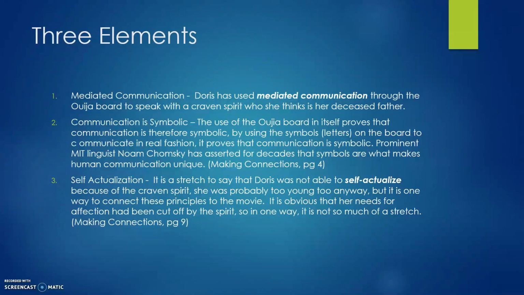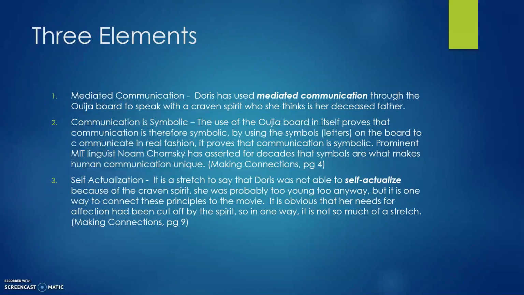Three elements of communication that I detected throughout the movie in the beginning are mediated communication. Doris has used mediated communication through the Ouija board to speak with a craven spirit who she thinks is her deceased father. Communication is symbolic. The use of the Ouija board in itself proves that communication is symbolic. By using the symbols, letters on the board, to communicate in real fashion, it proves that communication is symbolic. Prominent MIT linguist Noam Chomsky has asserted for decades that symbols are what makes human communication unique.